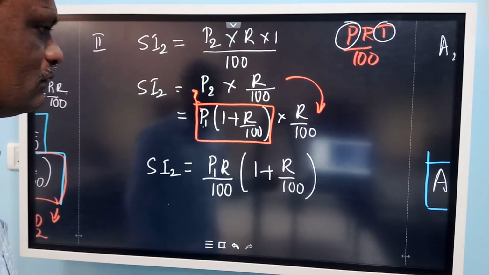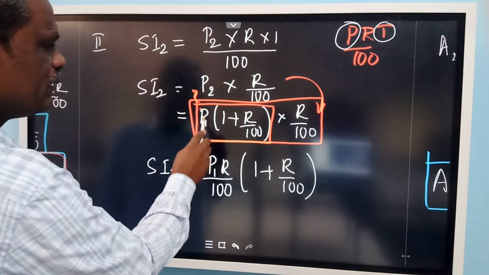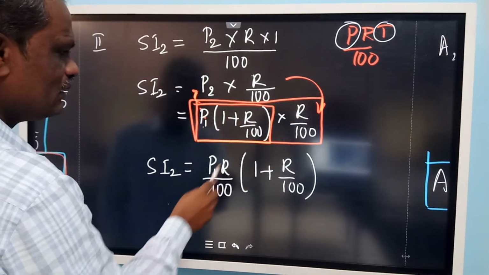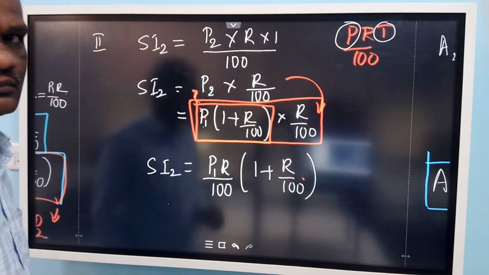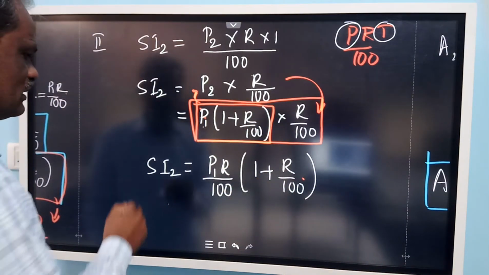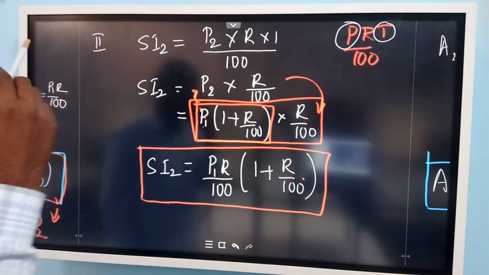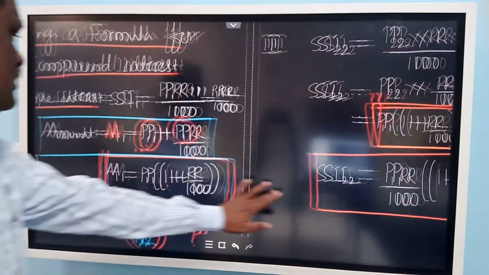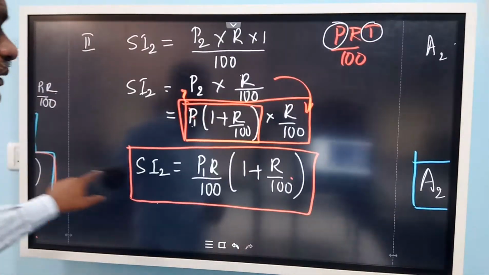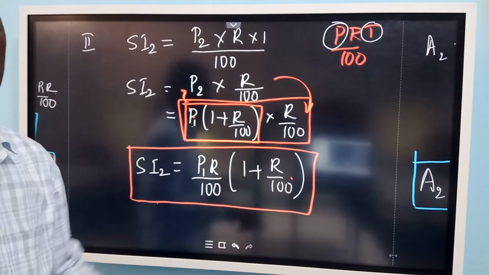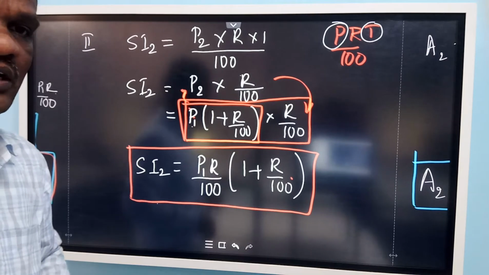Yes, sir. What we have done here, in this place, P1 and R together we are writing divided by 100. This 1 plus R by 100 here. Is it clear? So this is the simple interest for the second year. What was the simple interest for the first year? P1 R by 100. But here P1 R by 100 into 1 plus R by 100 we are getting the simple interest.